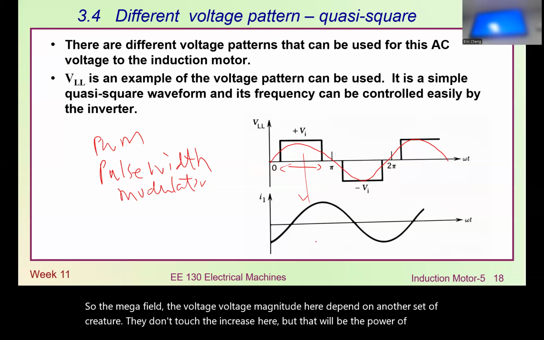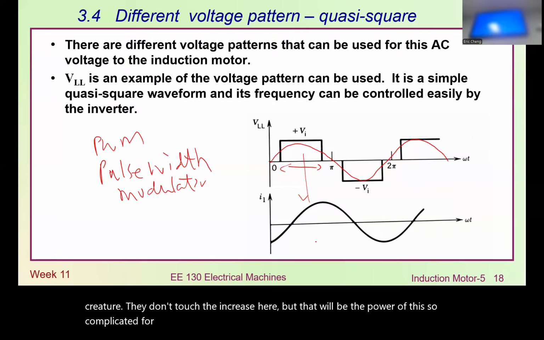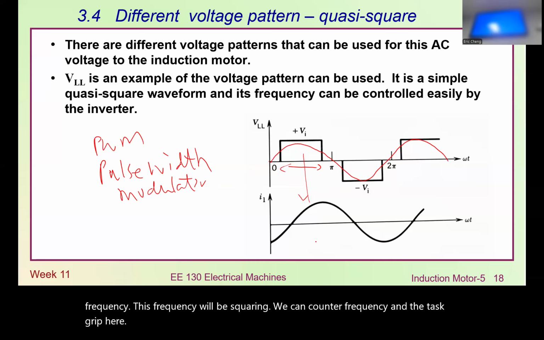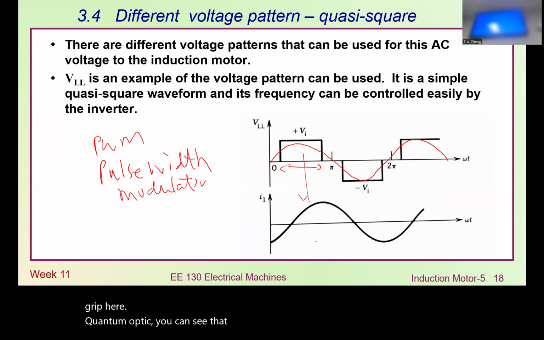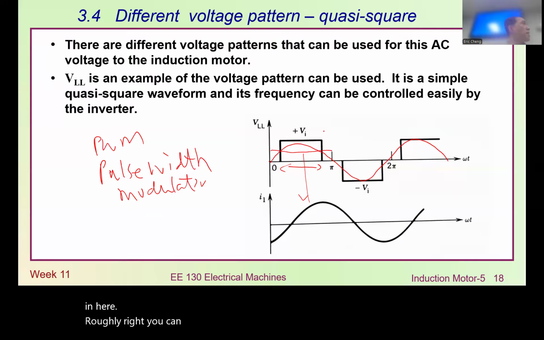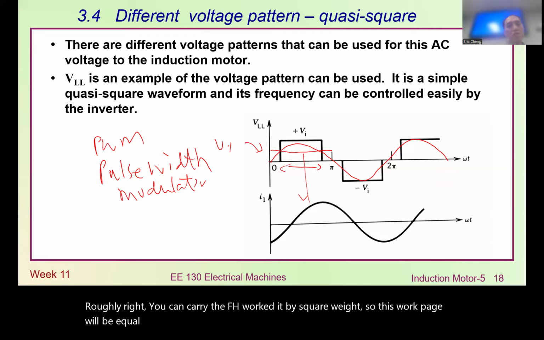So it is too complicated for you, but using this waveform, we are able to control firstly the frequency. The frequency is easy, since it's a square wave, we can control the frequency. And the pulse width here controls the voltage. You can see that with this pulse width, the average voltage will be roughly something in here, right? You can calculate the average voltage of the square wave. So this voltage will be equal to the input voltage V1 to the motor anyway. Of course, this voltage is a square wave, not quite a sine wave.